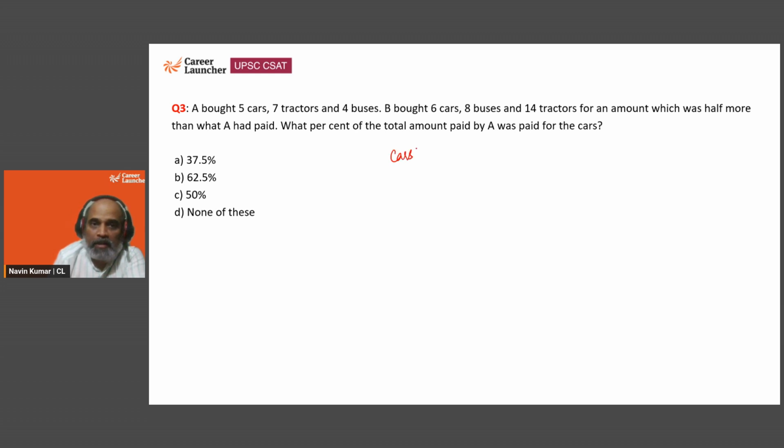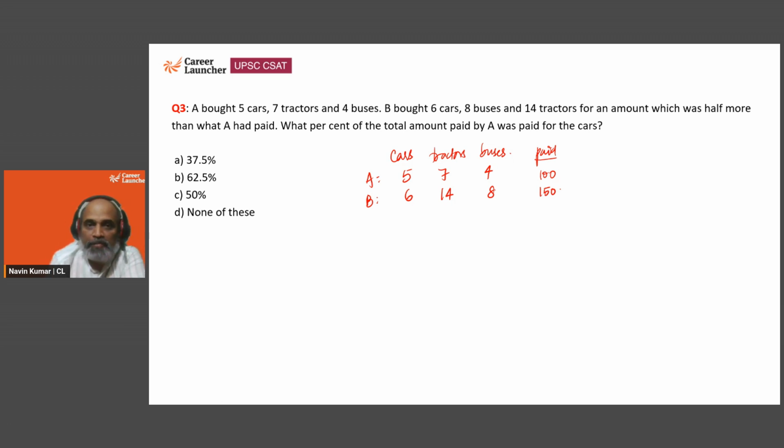So if we look at cars, tractors, and buses. A bought 5 cars, 7 tractors, and 4 buses. B bought 6 cars, 8 buses, and 14 tractors for an amount which was half more than what A had paid for. So let's say A paid 100 rupees for all of these, then B would have paid half more than 100, that is 50 more, so it will become 150.